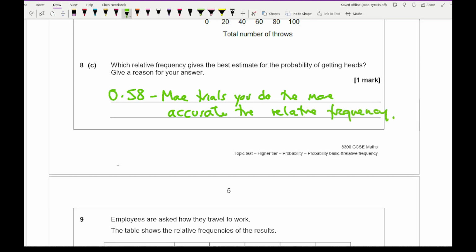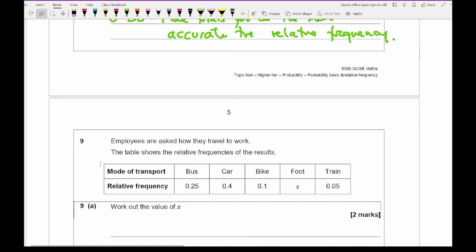So the key thing to remember is that if you have a large number of trials, then your theoretical probability will match up with your relative frequency. So those theoretical and experimental probabilities will tend to become very, very similar if you increase the number of trials on a relative frequency or experimental probability event.